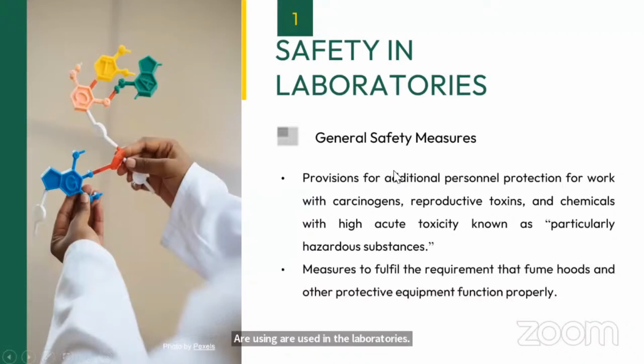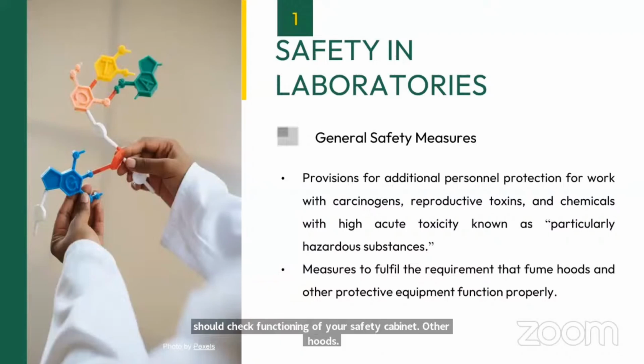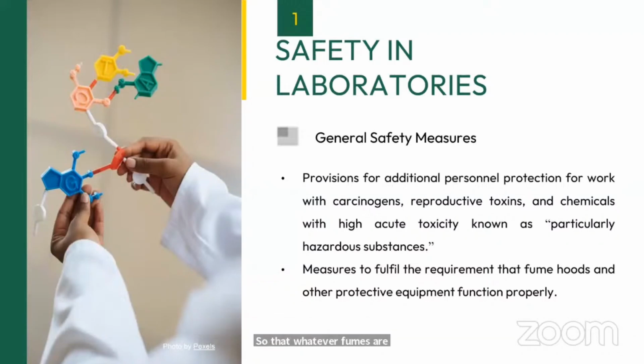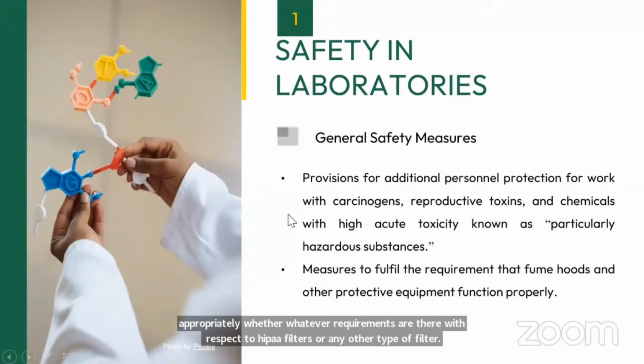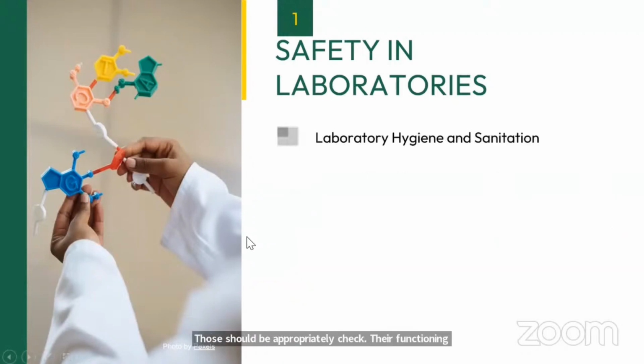Measures to fulfill the requirement that fume hoods and other protective equipment function properly. So you should check the functioning of your biosafety cabinet and other hoods, so that whatever fumes are generated can be immediately sent out of the laboratory. So there should be an appropriate outlet, an appropriately strong exhaust hood that can suck this hazardous fume and send it out of your laboratory. Whether they are functioning appropriately, and whatever requirements there are with respect to HEPA filters or any other type of filter, those should be checked. Their functioning should be checked on a periodic basis.